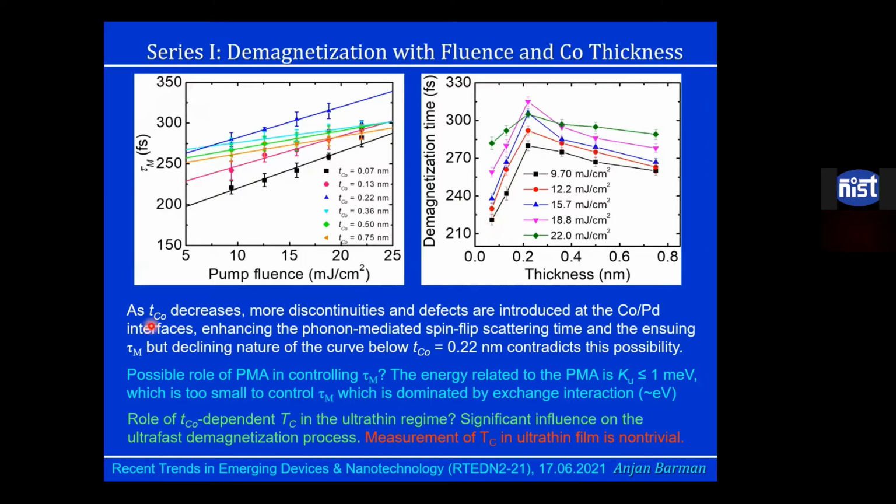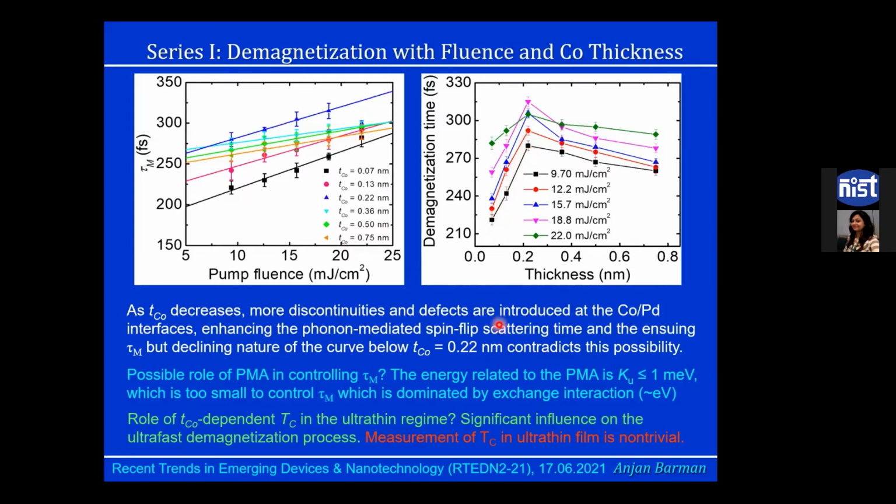So this is the kind of initial qualitative understanding: as TCo, the cobalt layer thickness, decreases, more discontinuities and defects are introduced at the cobalt palladium interface. And that can enhance the phonon-mediated spin flip scattering time, and maybe the tau m. But if that was the case, then why does it still decrease again below 0.22 nanometer?